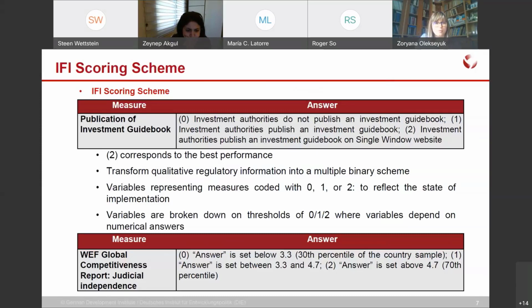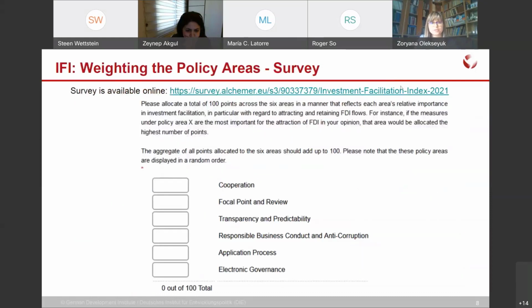So that's the way we try to code these single measures. And now we're coming to the weighting. Well, that's quite interesting. In the first version of our index, we relied on the expert survey, and since we have now excluded outward investment and included the corporate social responsibility policy area, we do need to repeat this exercise with the expert survey.